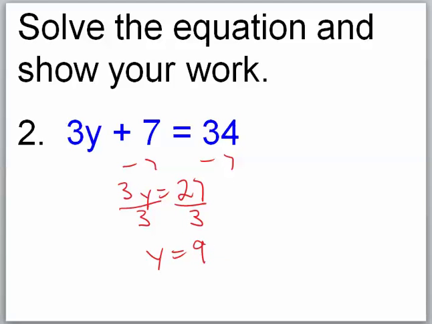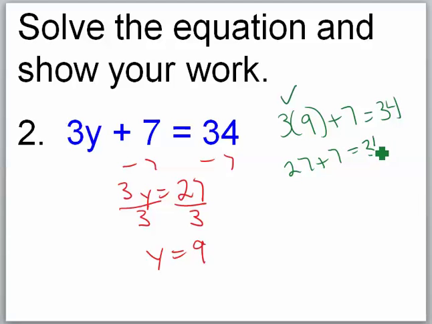Okay, and then to check. To check it, we just put our answer back in there, like we were doing before. So 3 times 9 plus 7 needs to equal 34. Well, 3 times 9 is 27. I'm going to add 7 to that, and if 27 plus 7 is 34, we've done it correctly, and sure enough, it is. So we're good. Yay.